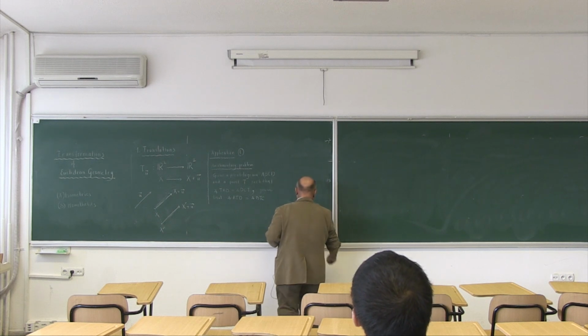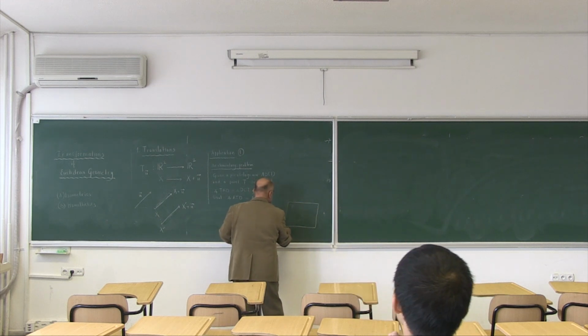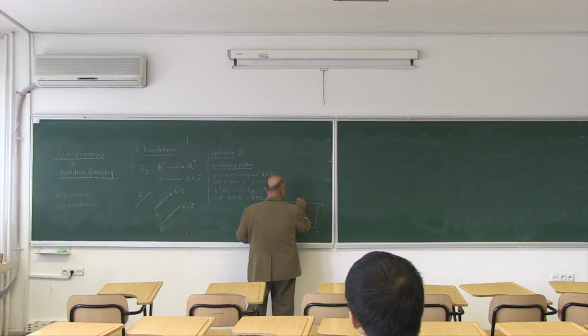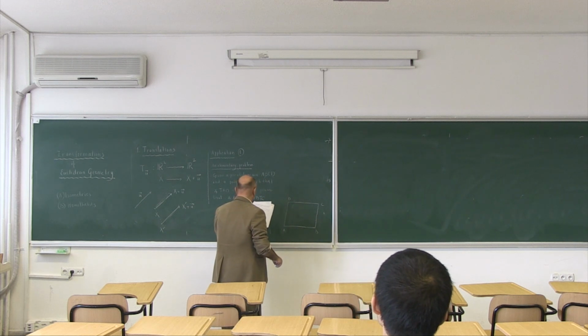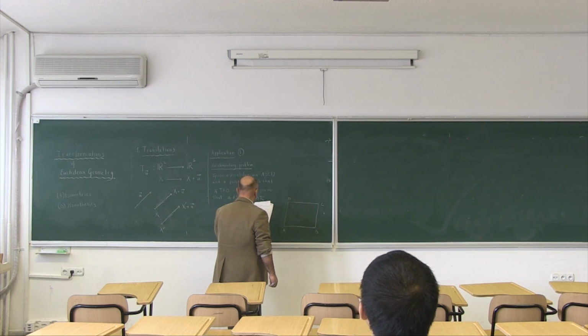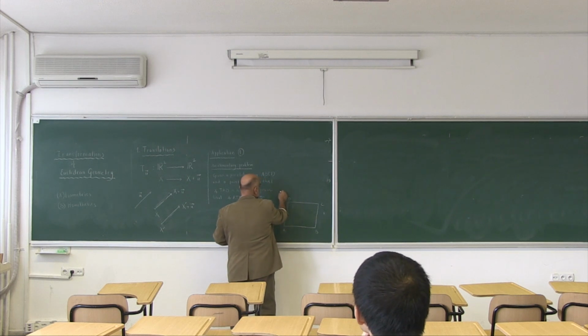Okay, here's my parallelogram. Does it look like a parallelogram? Yes. A, B, C, D. And you've got some point. Now that's the difficult part of the drawing. Okay, so here is a point. Here's a point T.